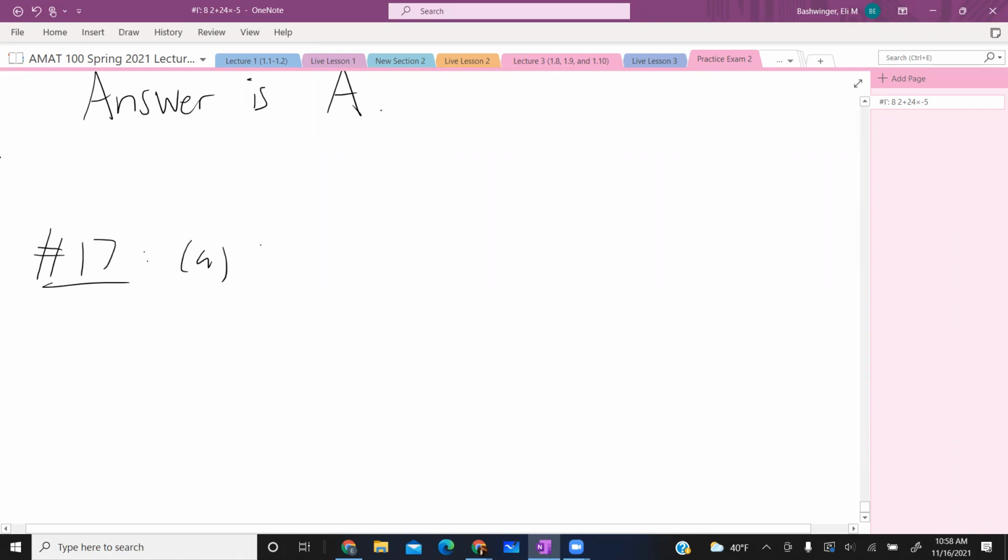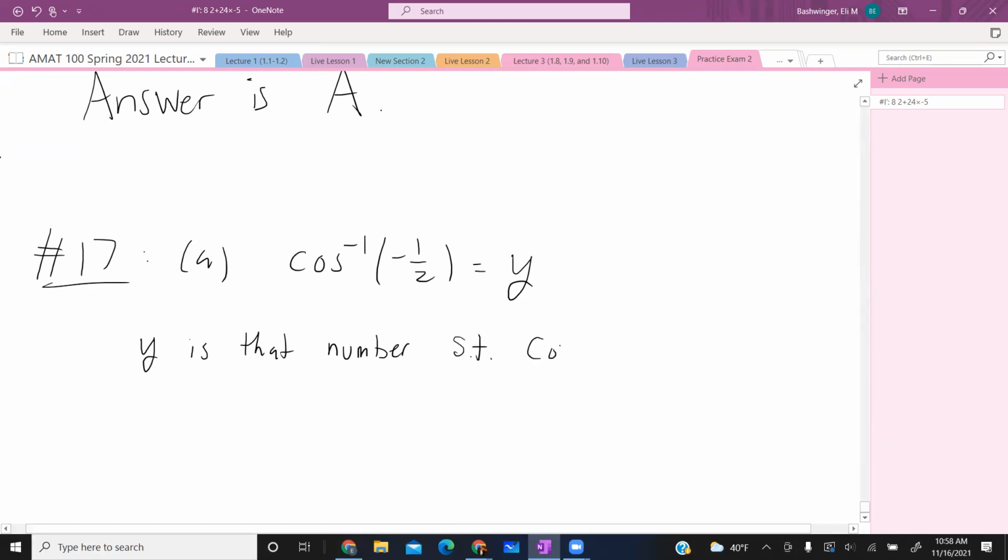So for A, we want to calculate cosine inverse of -1/2. Well, remember how this works. Cosine inverse of -1/2 is going to be some number y. We don't know what, but we want to determine it. Well, y is that number such that cosine y is equal to -1/2.